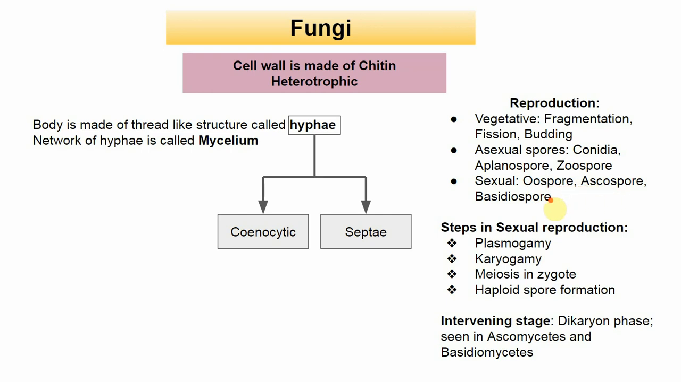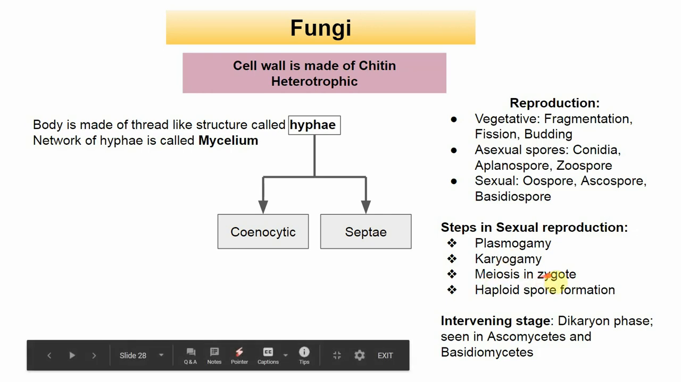The steps which are involved in the sexual reproduction are as follows. Plasmogamy, that is fusion of protoplasm. Karyogamy, fusion of the nucleus. And later, in the zygote, which is the result of karyogamy, there is a meiosis. And after meiosis, there is haploid spore formation. In some cases, such as ascomycetes and basidiomycetes, there is an intervening stage called the dikaryon phase, meaning inside a single cell, there are two nuclei.